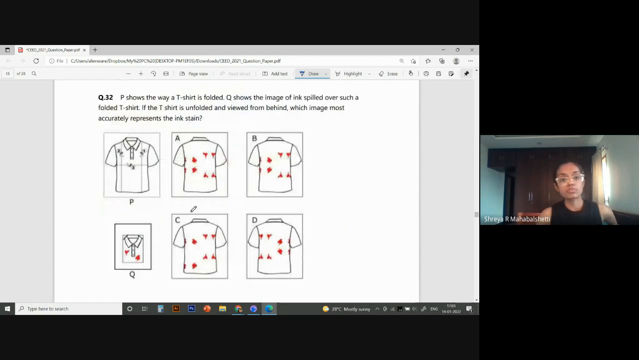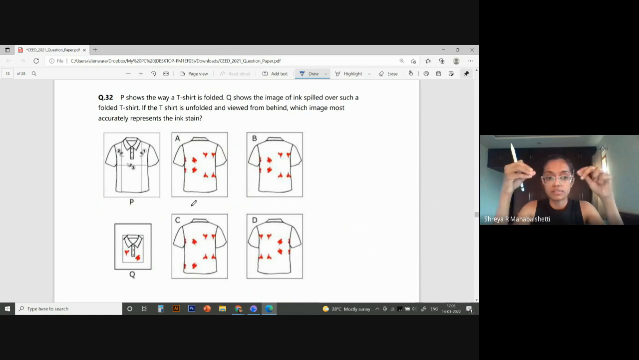Okay. So P shows the way a t shirt is folded. Q shows the image of the ink spilled over such a folded t shirt. If the t shirt is unfolded and viewed from behind, which image most accurately represents the ink stain? Okay. Now, even in exam you visualize it by hand, doing it with your hand. So first this is folded, then this is folded, and then the other part is folded. So first, second, and third, do it with your hand.